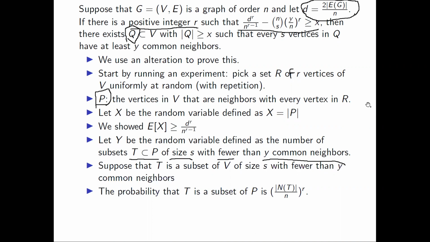And I claim that the probability that T is a subset of P is the cardinality of N of T over n to the r. Let's see why that's true. So we can see for each, let's say, little q that we draw in R, the probability that little q is a neighbor with all of T, and we can calculate that probability.